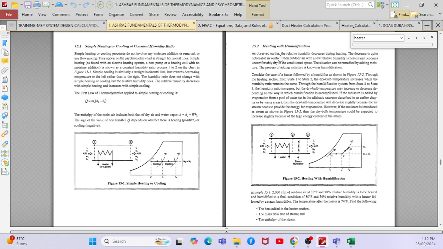We will talk about heating with humidification in a later section, but now we will talk only about the duct heater, where the duct heater will be used.